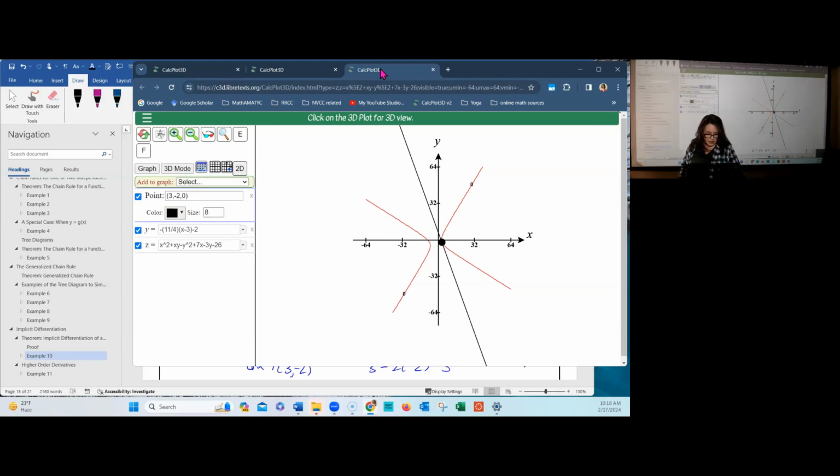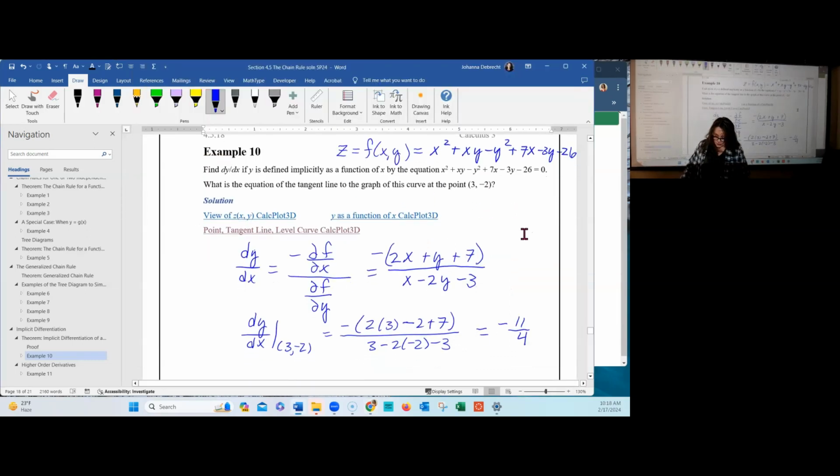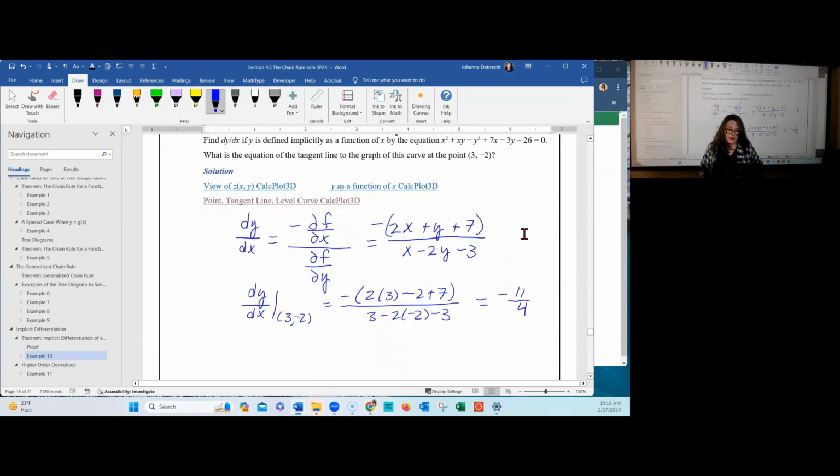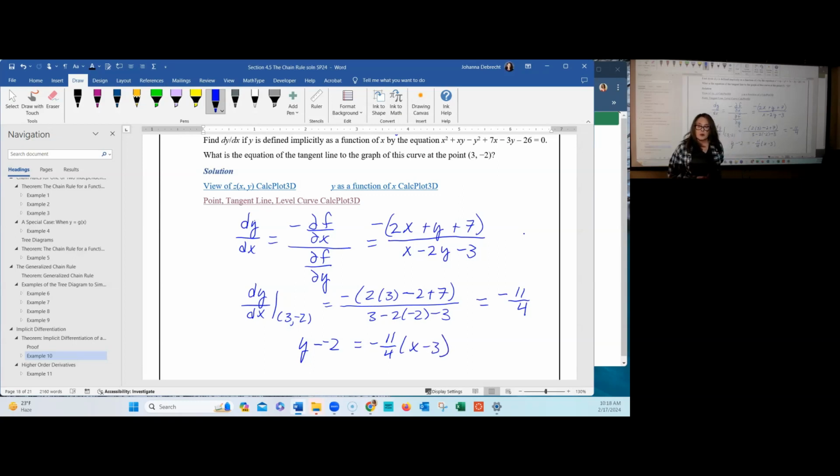Now the tangent line is going through the point 3, -2, and has slope -11 fourths. Using point slope form of the line, we can write y minus -2 equals slope -11 fourths times x minus 3. This gives us the equation of the tangent line on the level curve at that particular point.